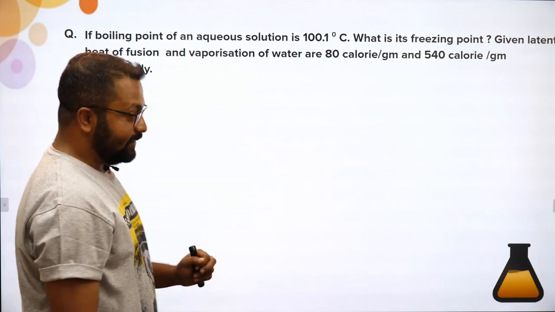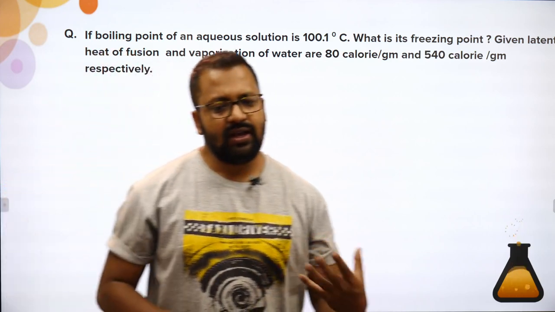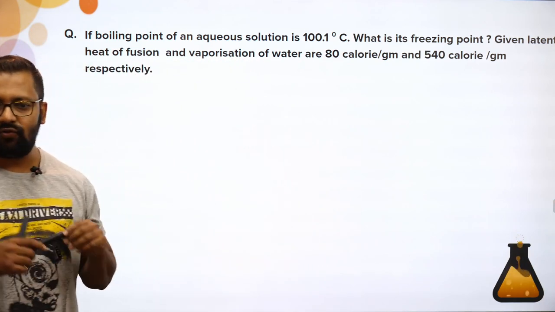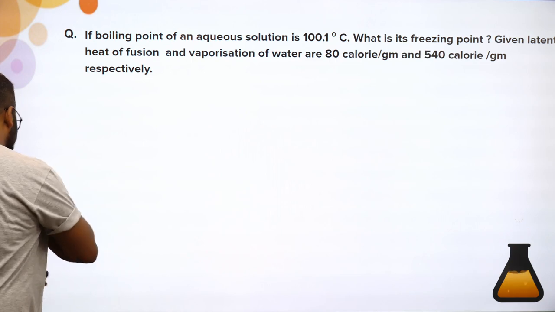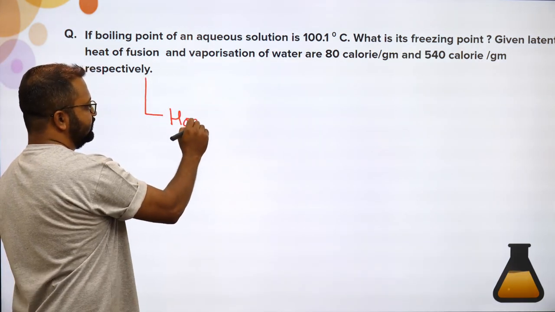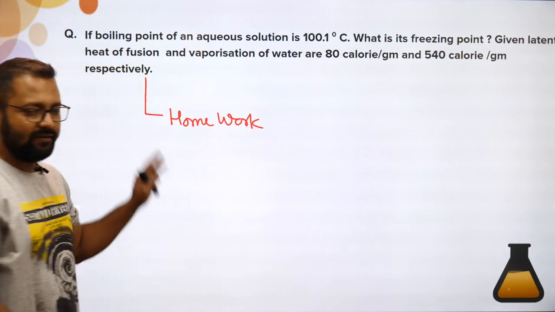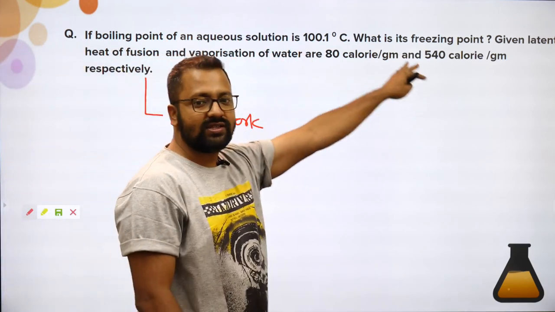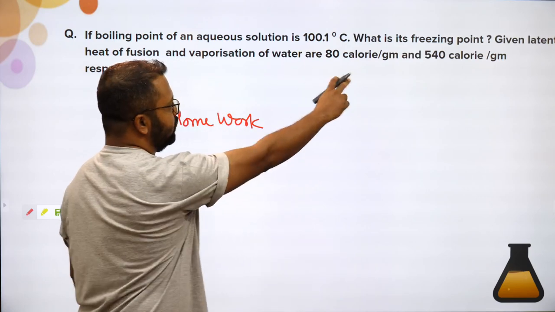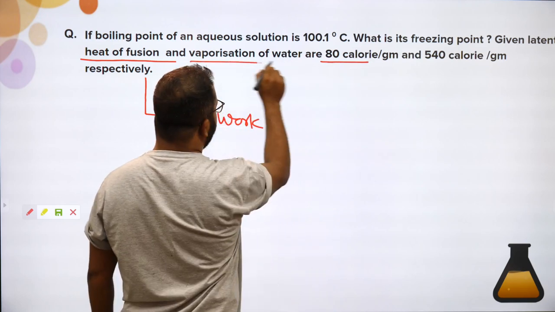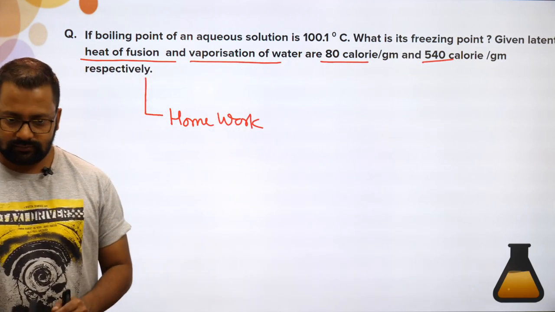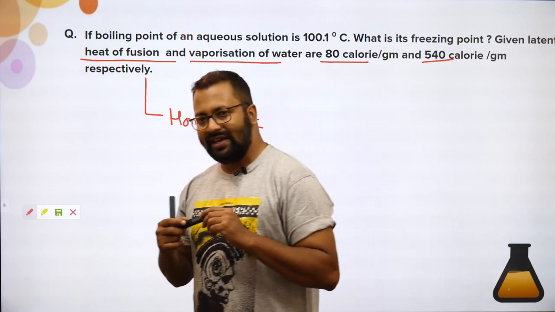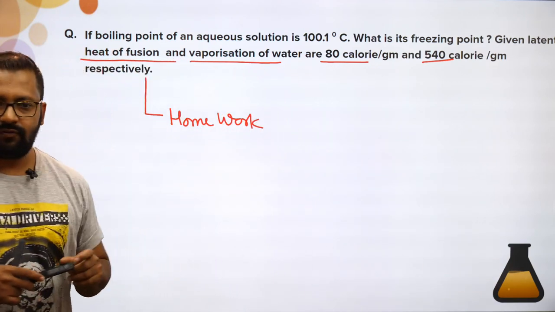Let's take this question, and this question is your homework. Shivansh, we will do Van't Hoff factor in the next class. So this, my dear students, is your homework. The question is very simple. I've given you an idea earlier that the boiling point of the solution is 100.1 degrees. What is its freezing point? You have been given that the latent heat of fusion is 80 and latent heat of vaporization is 540.